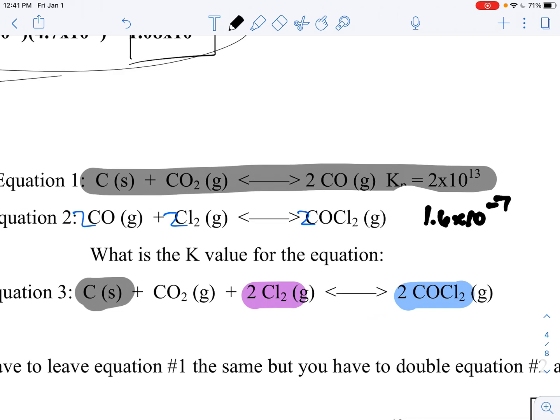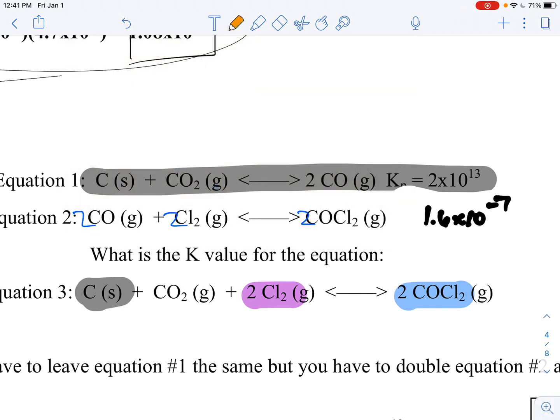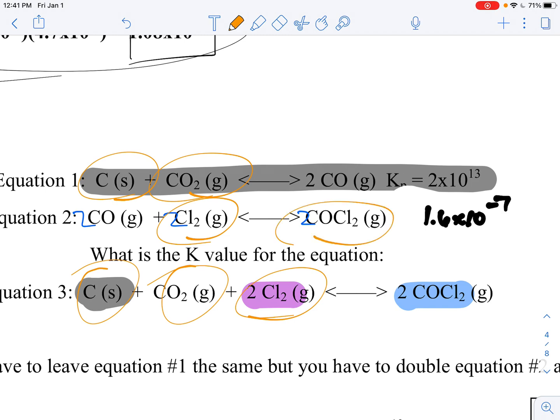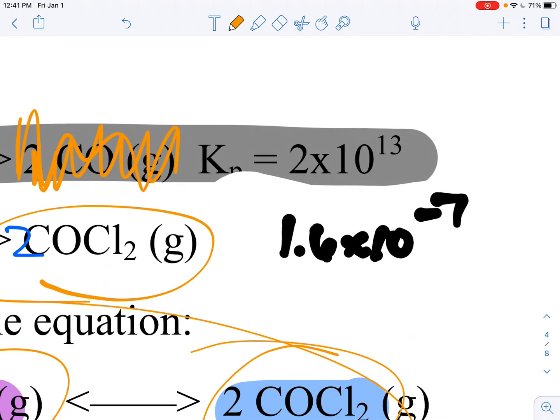All right. So now check it out. Watch what happens. What happens is I get my carbon where I want it. I now have my carbon dioxide where I want it. I now have my chlorines where I want them. And I now have my carbonyl chlorides where I want them. I've got 2 carbon monoxides on the left, which cancels out with 2 carbon monoxides on the right, and I have everything that I need. So if I now add these two equations together, I get the equation that I want.